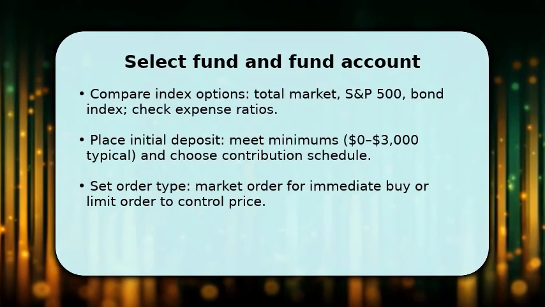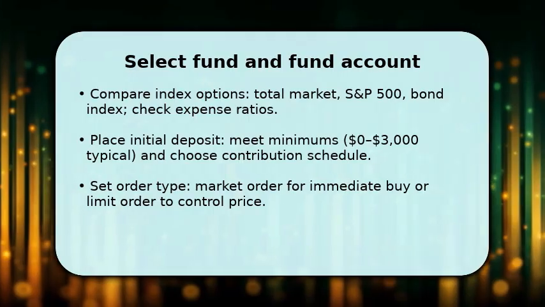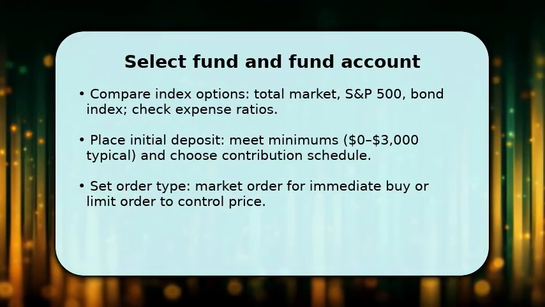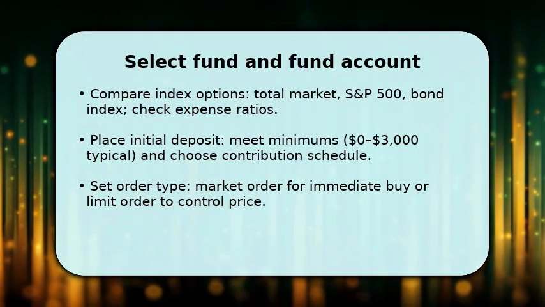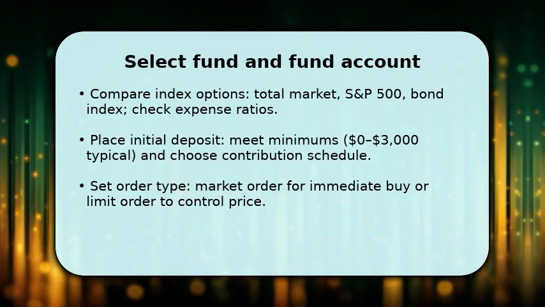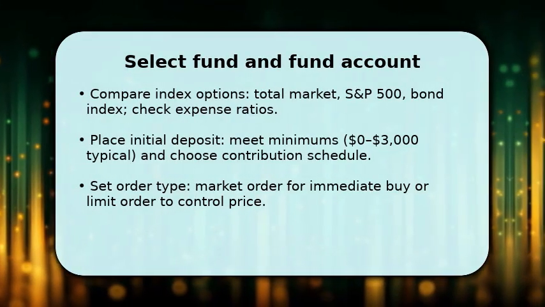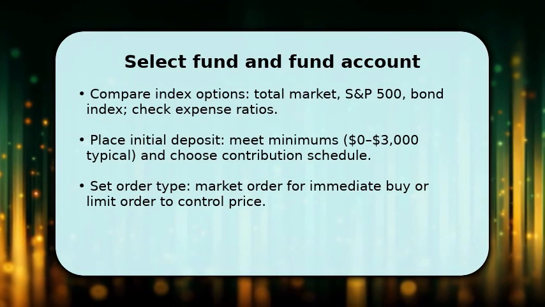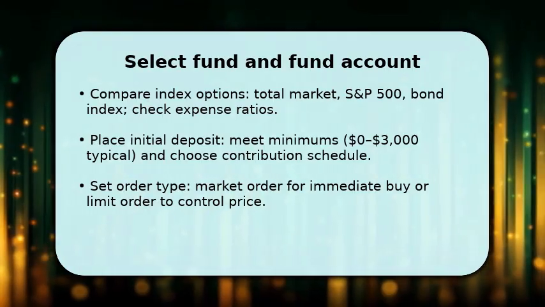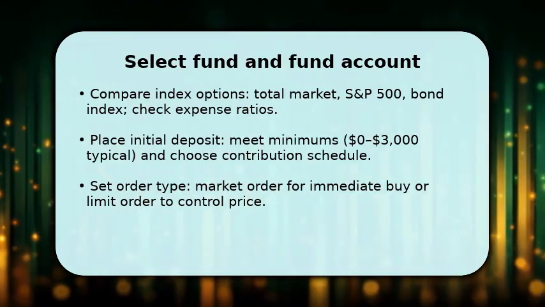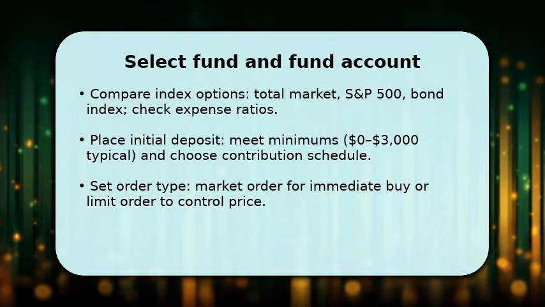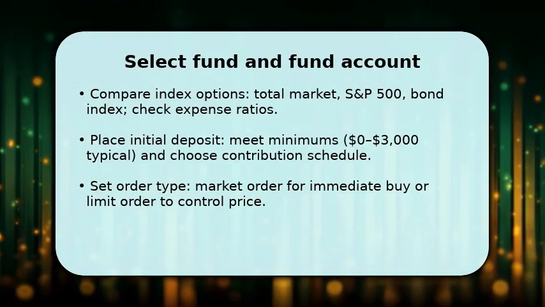Once the account is funded, you narrow down the exact index fund or ETF. Look at expense ratios, tracking error, fund size, and tax efficiency to decide. Cheaper, broader funds usually win long-term. Then set your initial deposit amount and decide on a one-time purchase or recurring contribution schedule. Automating helps dollar cost average.